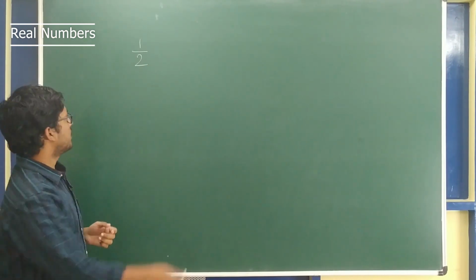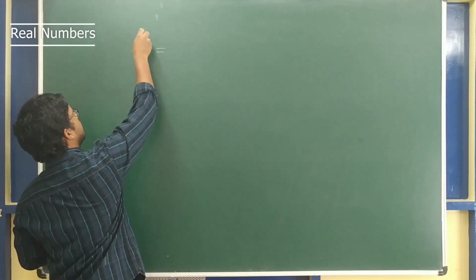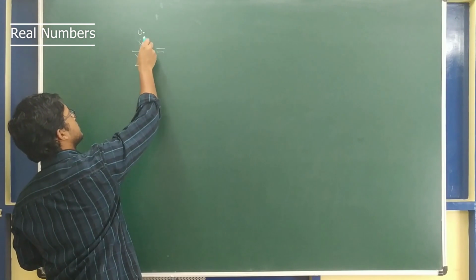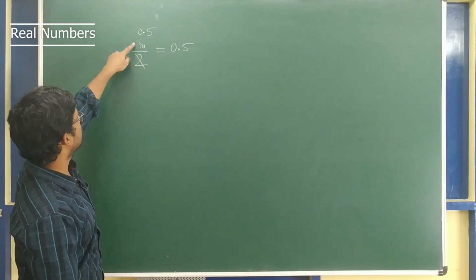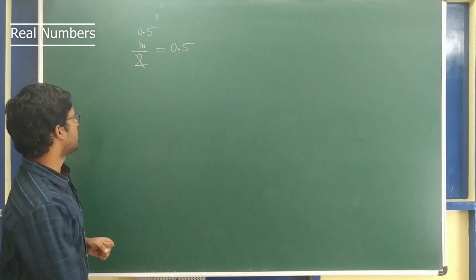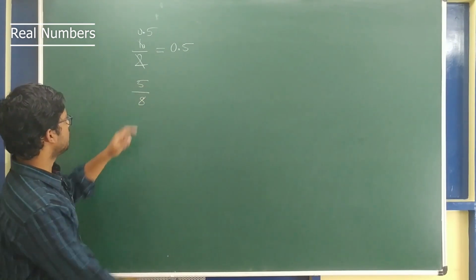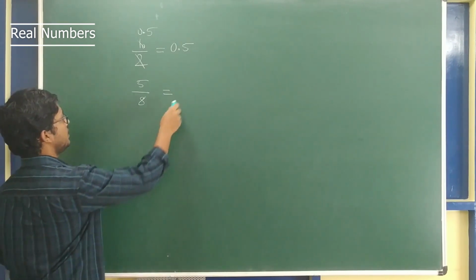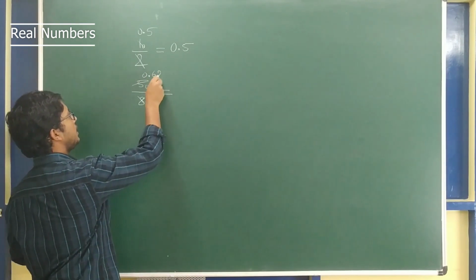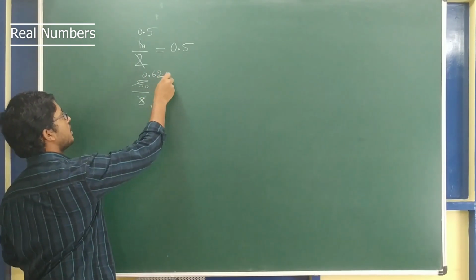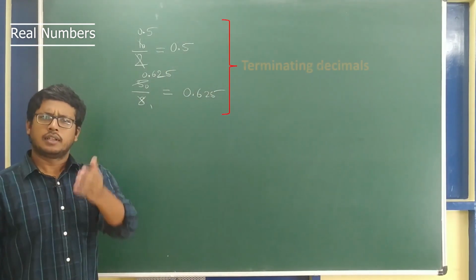So 1 by 2, if I have to convert this into decimal, I hope you know how to do this division. 2 goes into 1 zero times; if I put the decimal, it becomes 10, so it is 0.5. So 1 by 2 is 0.5. Let's take one more example, 5 by 8. Again let me divide this. This will be 0.50. 8 6s are 48, 2 remained, 8 2s are 16, 4 remained, 8 5s are 40. So it is 0.625.